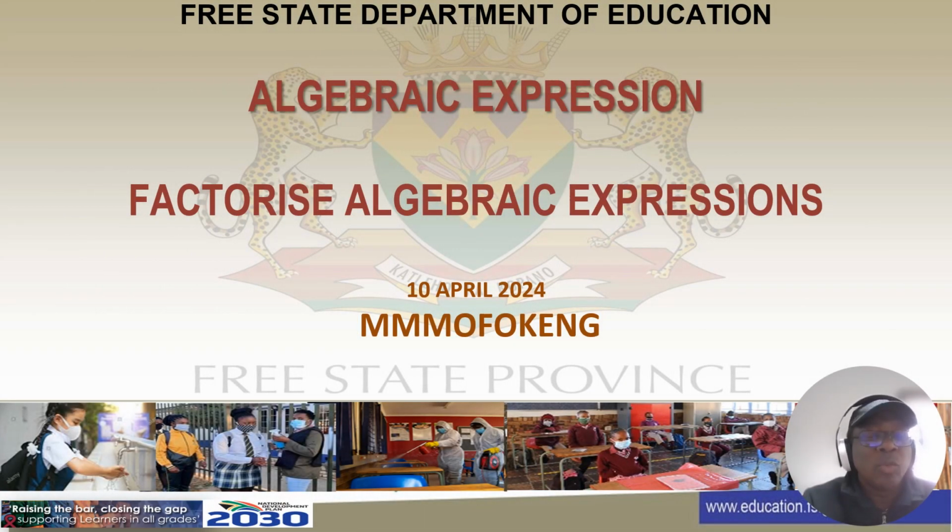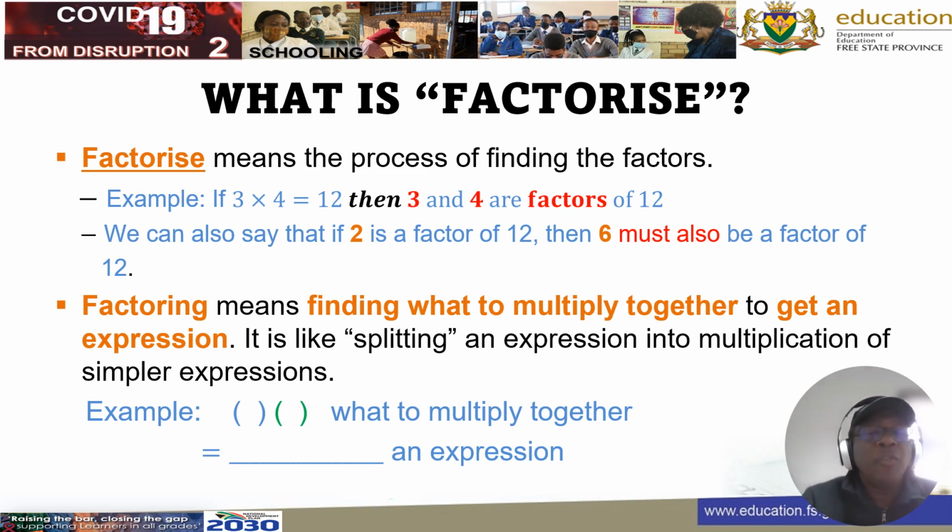Today our lesson is going to be on algebraic expressions, factorizing algebraic expressions. Before we can start factorizing algebraic expressions, we need to know what factorize is. Factorize means the process of finding the factors. For example, if 3 multiplied by 4 is equal to 12, then 3 and 4 are factors of 12. We can also say that if 2 is a factor of 12, then 6 must also be a factor of 12.